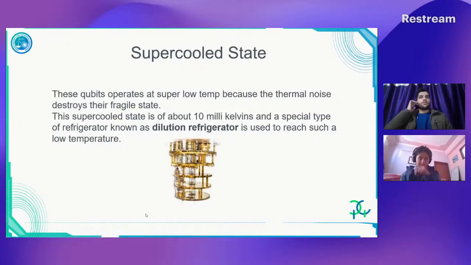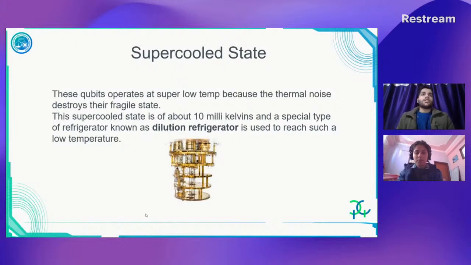Okay, the supercooled state. So I was telling that these qubits operate at a very low temperature, and the temperature is very close to absolute zero. To be precise, it's close to 10 millikelvins. And a special type of refrigerator is used to maintain such a temperature, known as the dilution refrigerator.